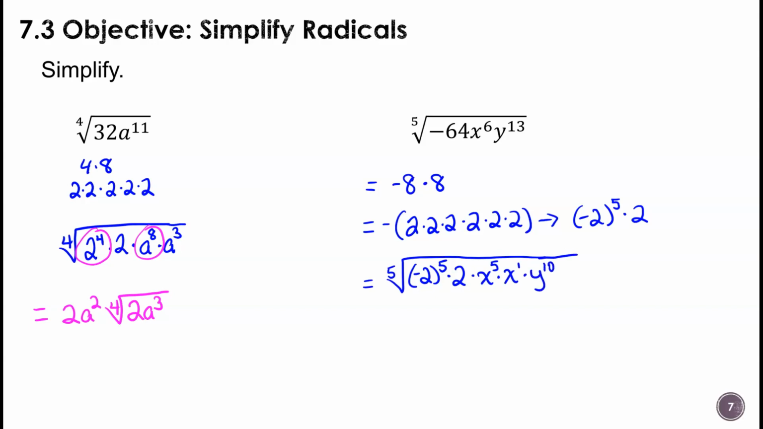And y to the 10th times y to the 3rd. As long as I can write it as an exponent divisible by my index, I'm going to be able to find that root. So when I take these, this comes out, this, and this. That will be negative 2x y squared. The part that stays under the radical is 2x y cubed. Notice each of those has an exponent that is less than 5, and it has to be less than 5 to be simplified completely.